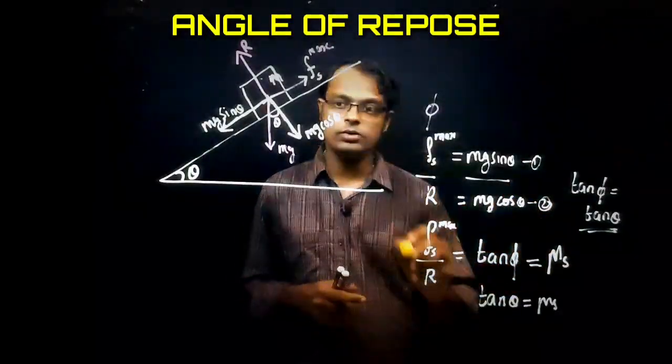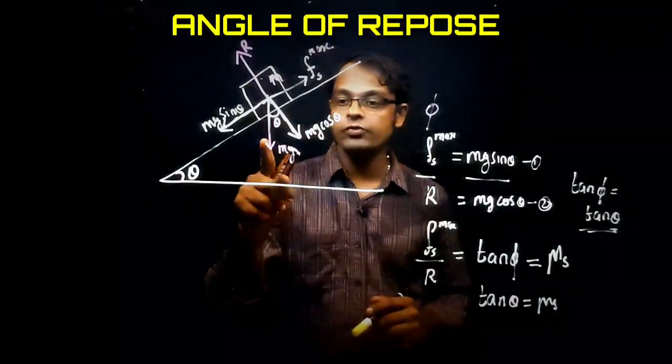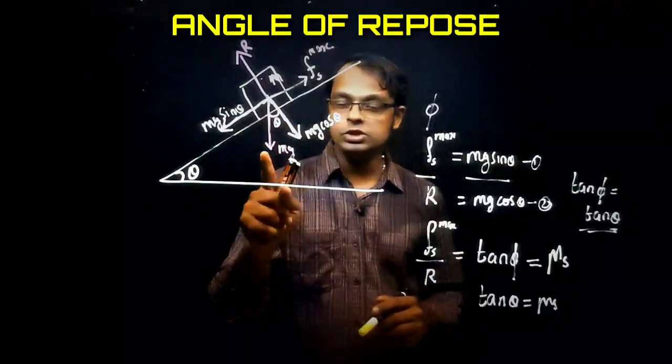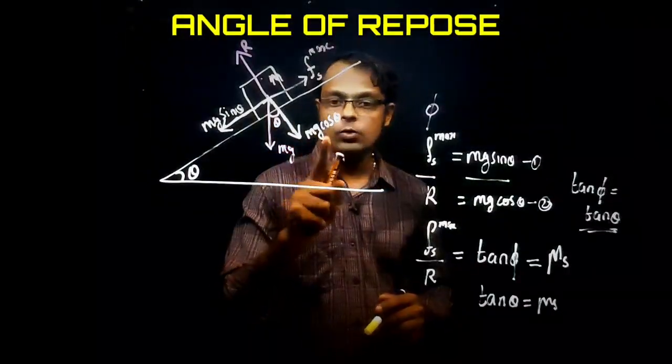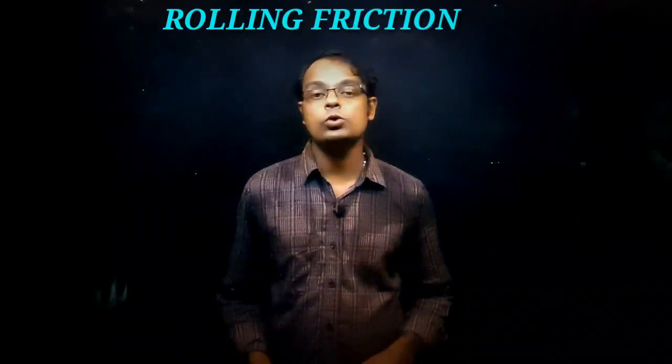So these are the formulas you have to learn, and this is the diagram you should learn about the resolution of a vector. Which vector are we resolving? The mg vector is resolved into two components: one is mg cos theta, the other is mg sin theta. Clear?